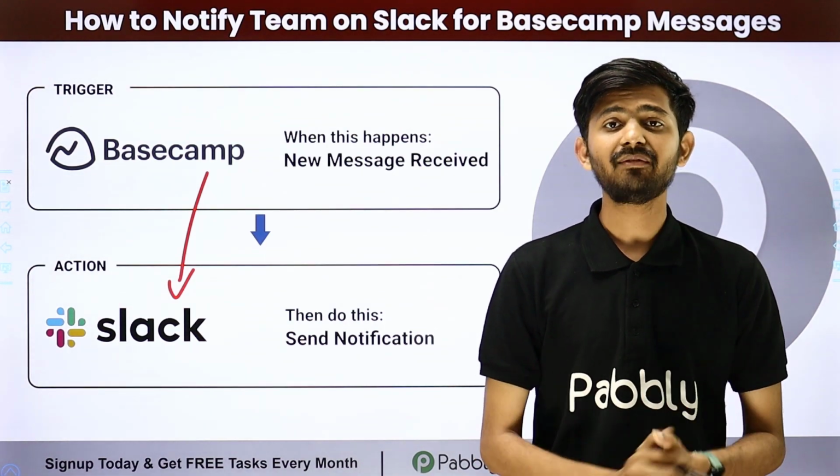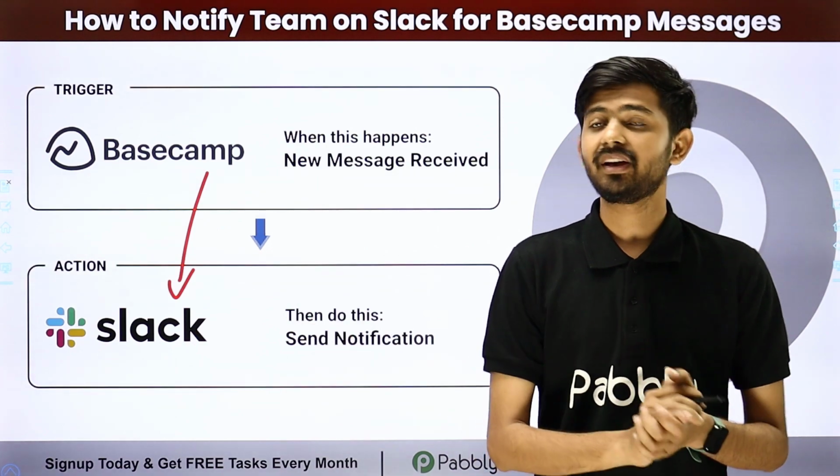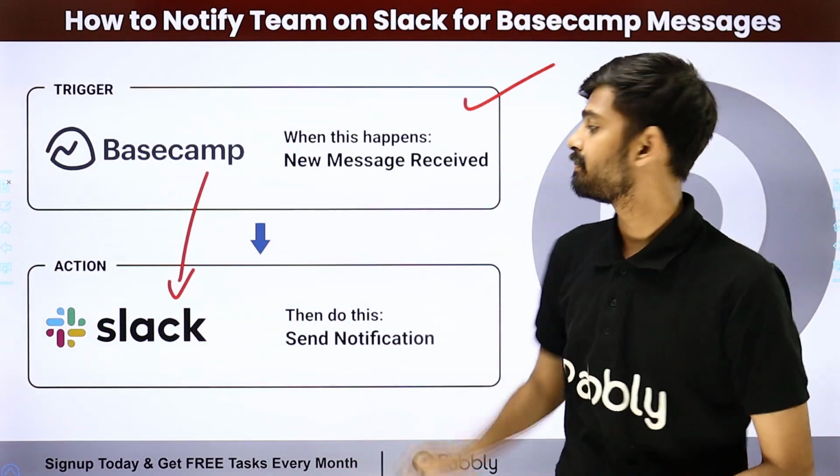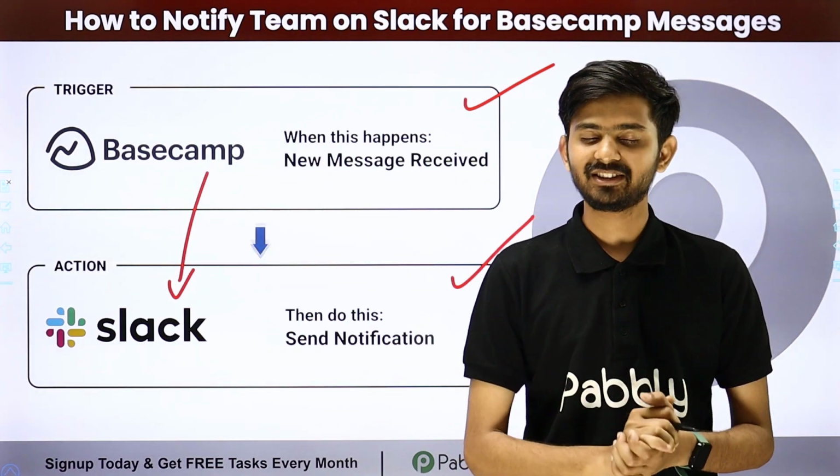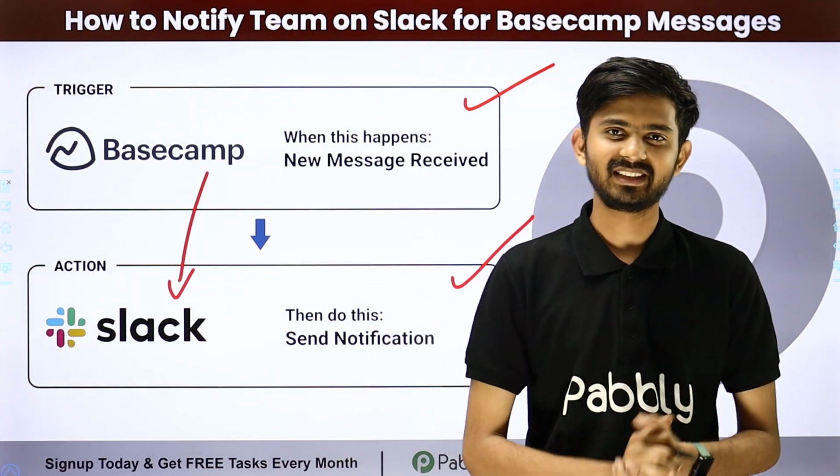In Pabbly Connect, I have to use trigger and action. In the trigger application, I'm going to use Basecamp. In the action application, I'm going to use Slack. So how am I going to build this connection? For that, let me take you to my computer screen.